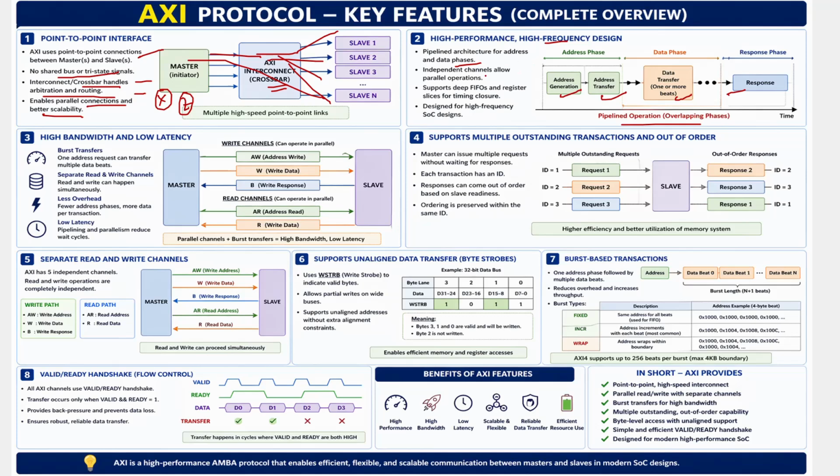Independent channels allow parallel operation. I told you that each and every person has their own channel, then they can talk immediately or later. Anything is possible because independent channels are there, and it supports deep FIFO and register slices for timing closure. If multiple transactions are there, it will store them in the FIFO and then communicate, and it will close the timing. It is designed for high frequency system on chip designs. These are the key features we are having.